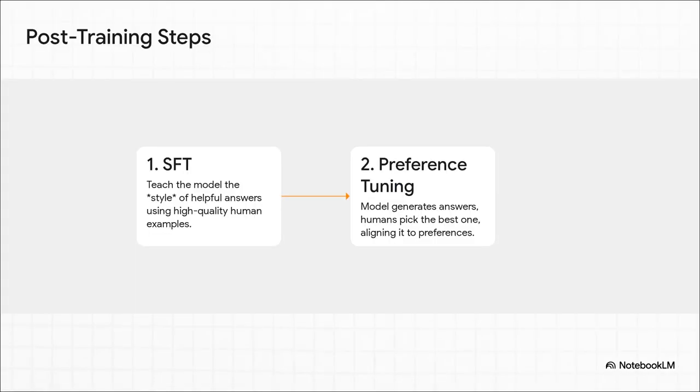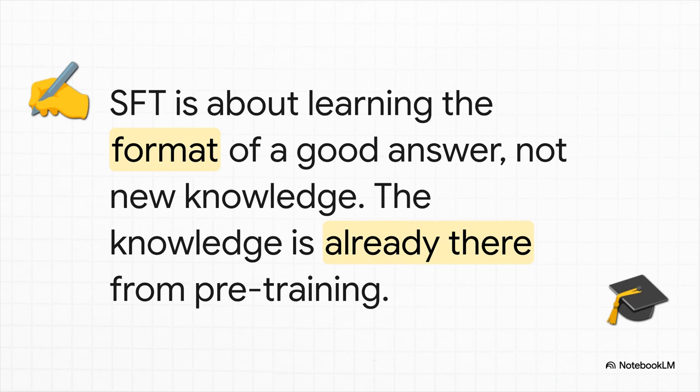So, how do they make that transformation happen? Well, it's done in a two-step post-training phase. And this whole phase is designed specifically to align the model with what we actually need to make it genuinely helpful. The first step is called supervised fine-tuning, or SFT.